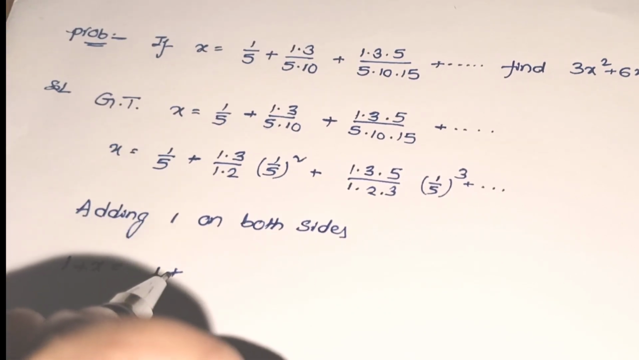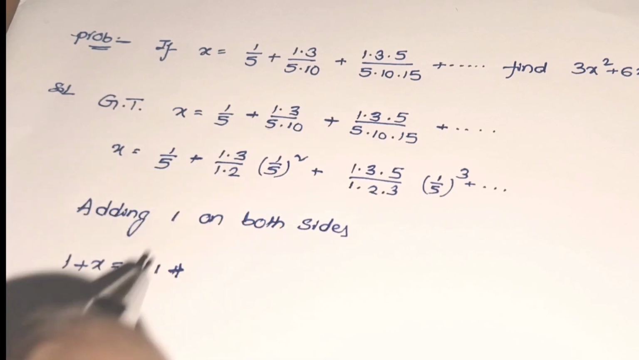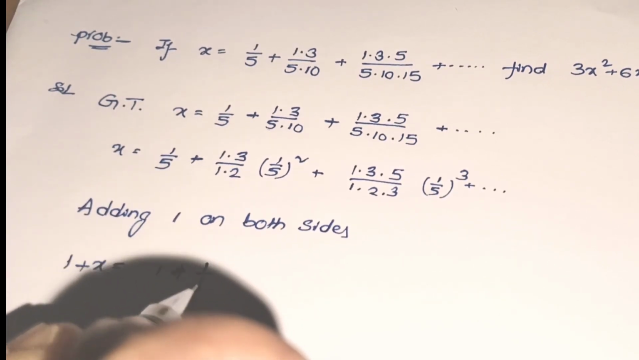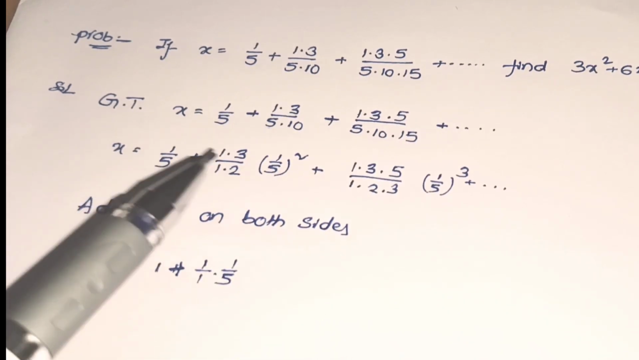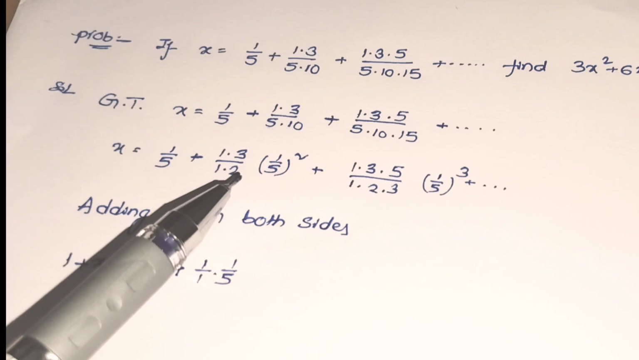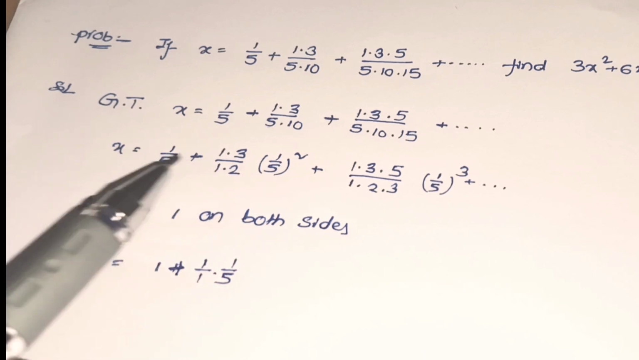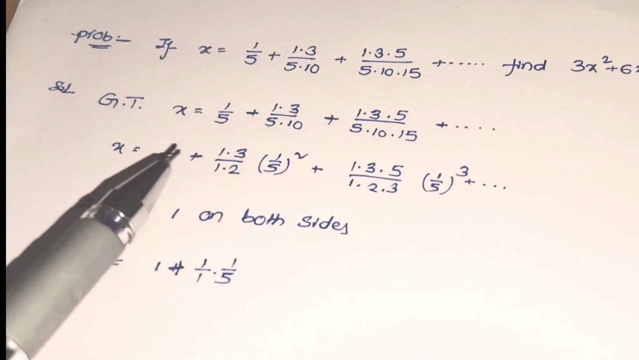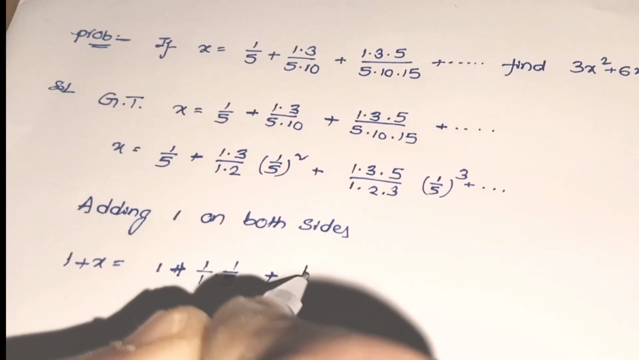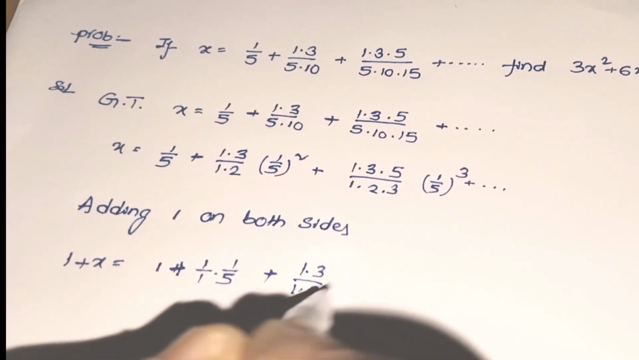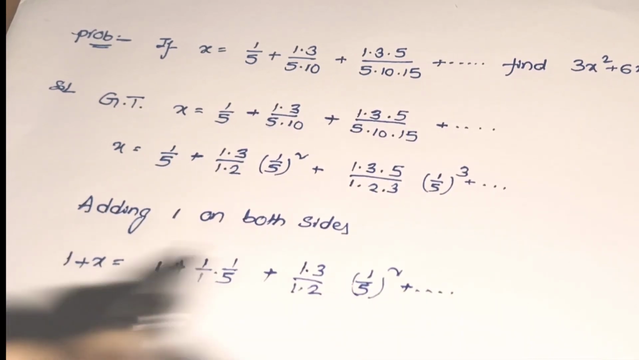Now I am writing this 1 by 5 as 1 by 1 into 1 by 5. Without changing the second value, I am writing it this way just to get the formula, to get the form of the third value. And what is the third value? Plus 1 into 3 by 1 into 2 into 1 by 5 whole square and so on. So that is how this is the form of the formula.